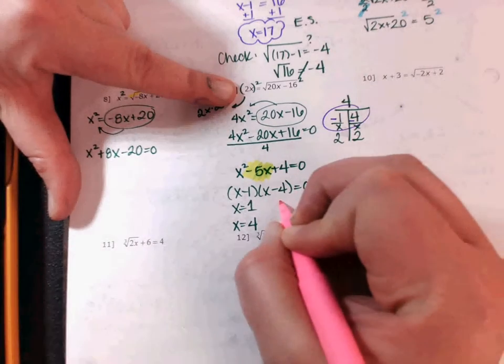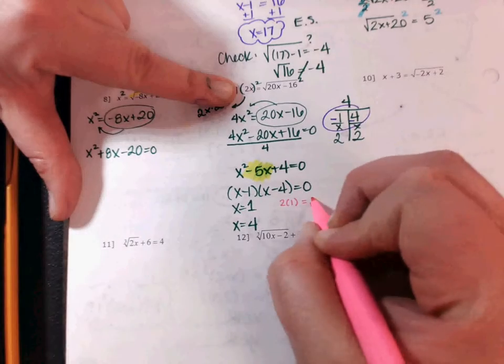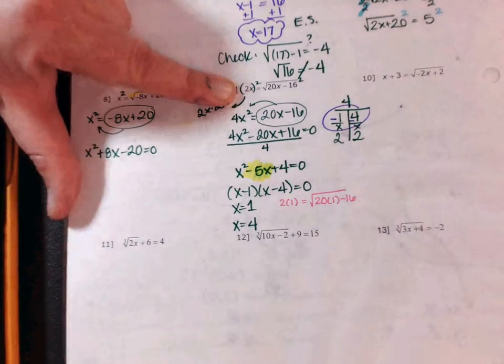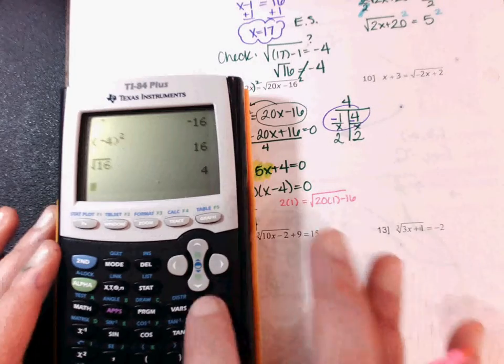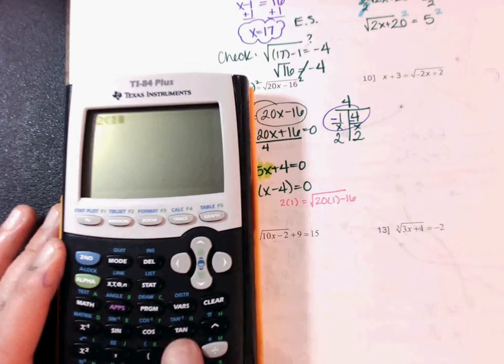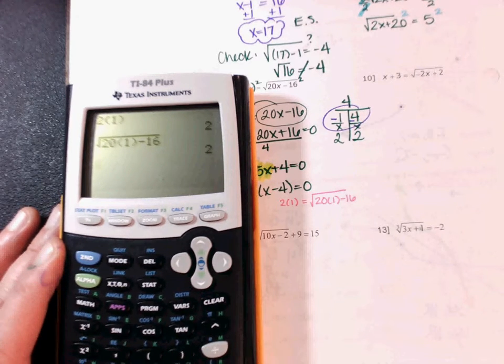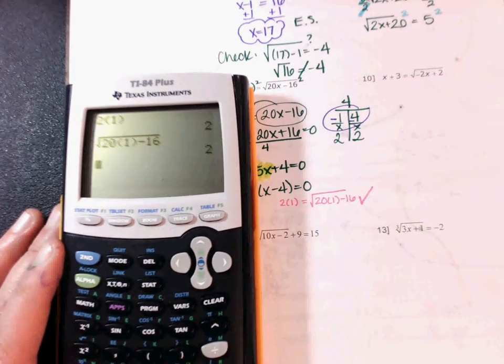It was a 2x, now it's a 2 times 1. Then on the other side, it was a square root of 20x, now it's a 20 times 1. And then I'm going to type in both sides and see if they come out to be the same. So look, on the left side, 2 times 1. On the right side, square root of 20 times 1 minus 16. Okay, did they come out to be the same? Yes.